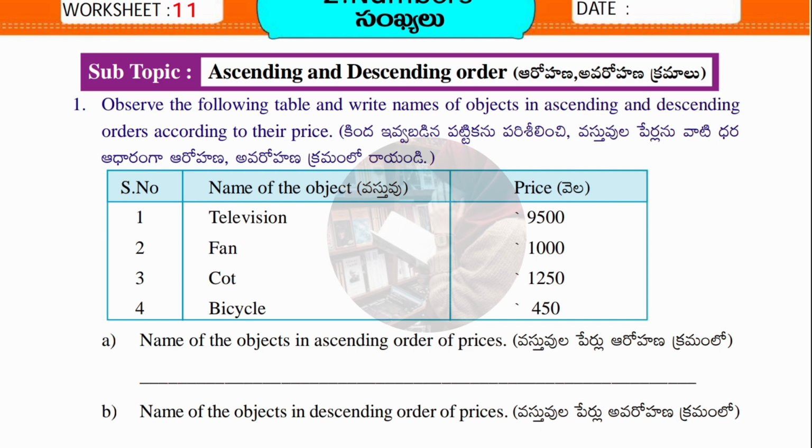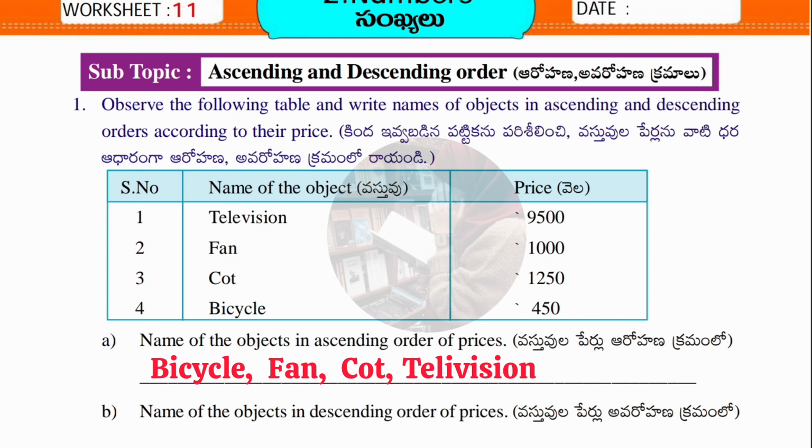So first question is name of the objects in ascending order of prices. So first we'll see the prices. Television price is 9,500, fan price is 1,000, cot price is 1,250, and bicycle's price is 450. So according to these prices, we have to write the object in ascending order, means from smaller price to bigger price. So bicycle is the smaller price, so write down bicycle, then fan comes, then cot comes, then television. Okay, understood? Bicycle, fan, cot and television.